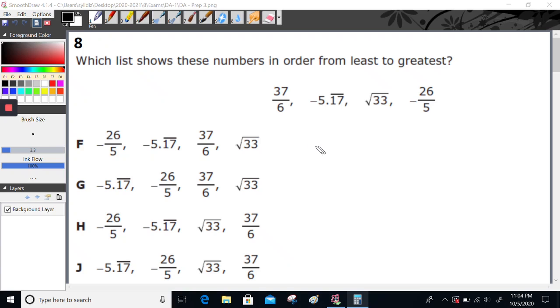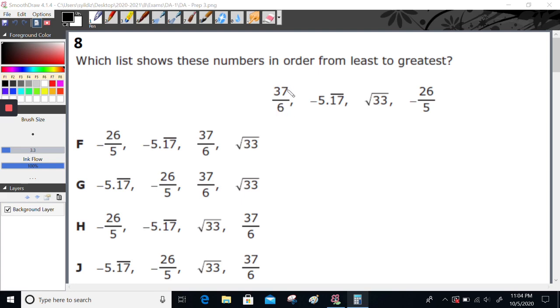Okay, so in this video we are gonna learn a few mathematics STAAR 8th grade questions. Okay, let's start with this. Which list shows these numbers in order from least to greatest? Okay, in order from least to greatest.